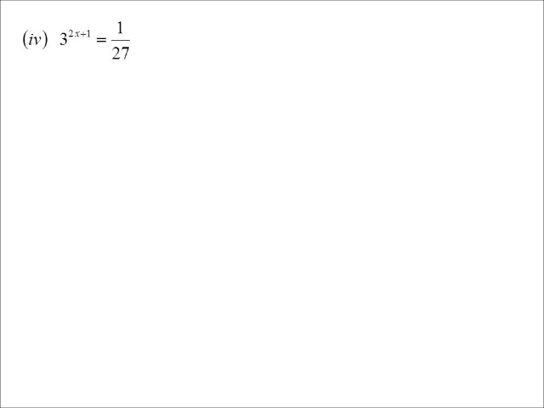Exponential equations. If I can rewrite them as the same base, exponential equations are very easy. So 1 on 27 I can rewrite as 3 to the power of negative 3. So they're both 3 to the power of something, so I simply solve 2x plus 1 is equal to negative 3, and we've got the answer. That's if we can write them to the same base.